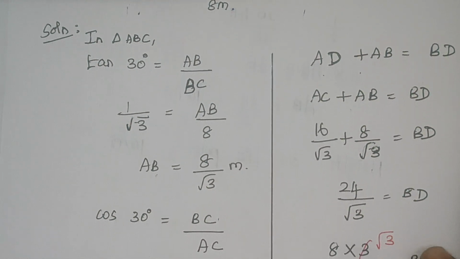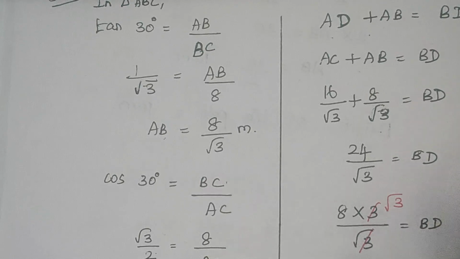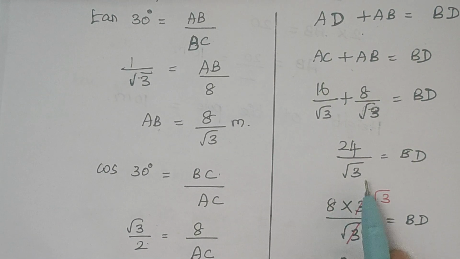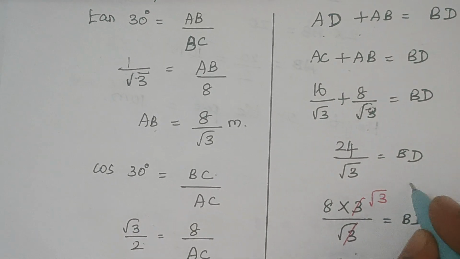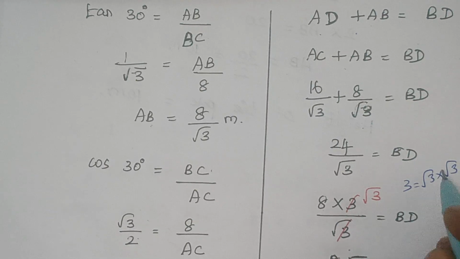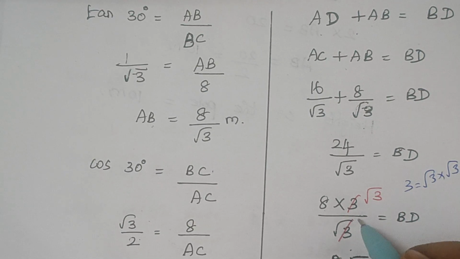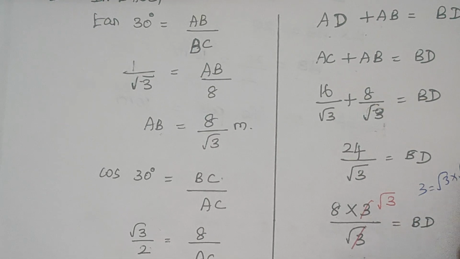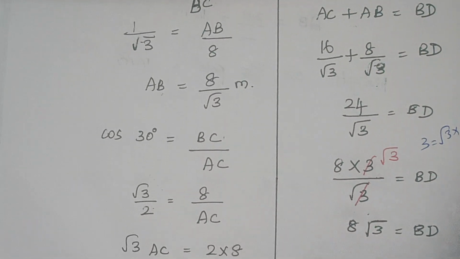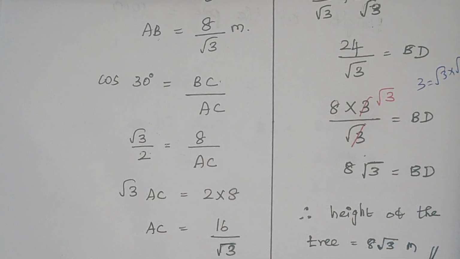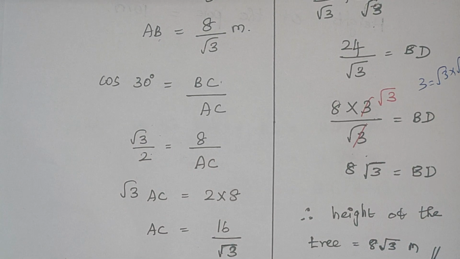So here the 24 can be written as 8 into 3, right? So 8 into 3 divided by root 3, and the 3 is nothing but root 3 into root 3, right? So in this case one root 3 gets cancelled with the denominator root 3. Therefore here we are having a root 3. So the final answer of BD is 8 root 3. Therefore the height of the tree is 8 root 3 meters, right?